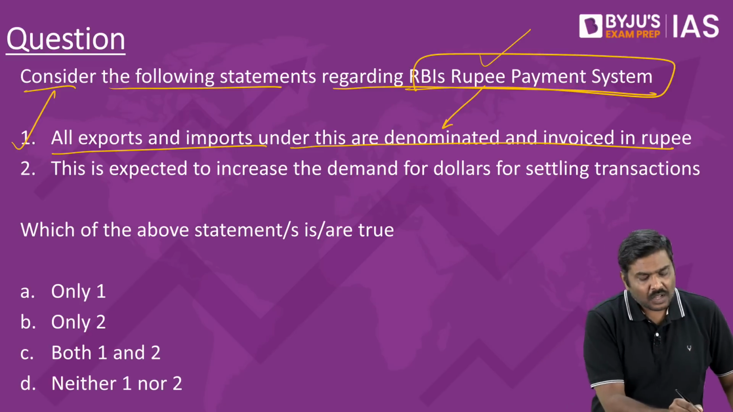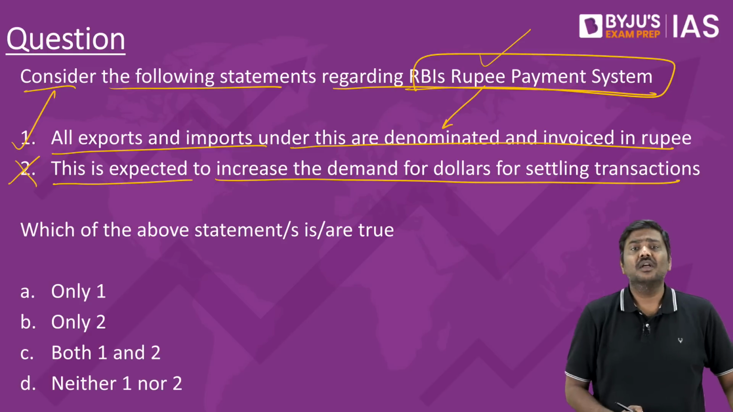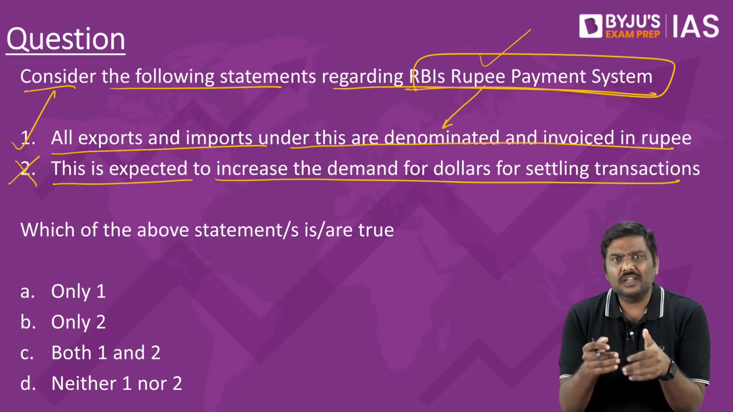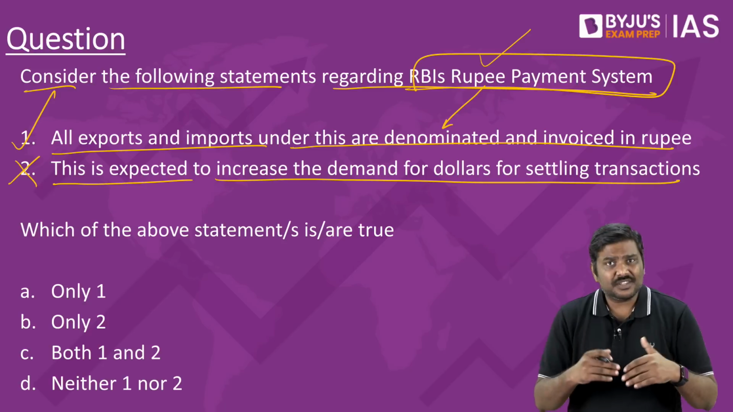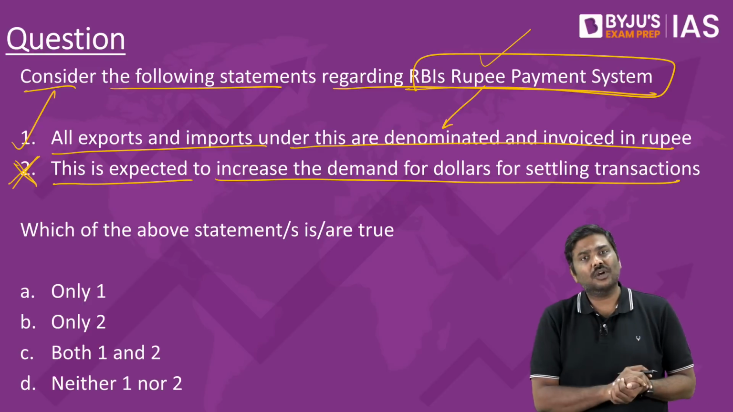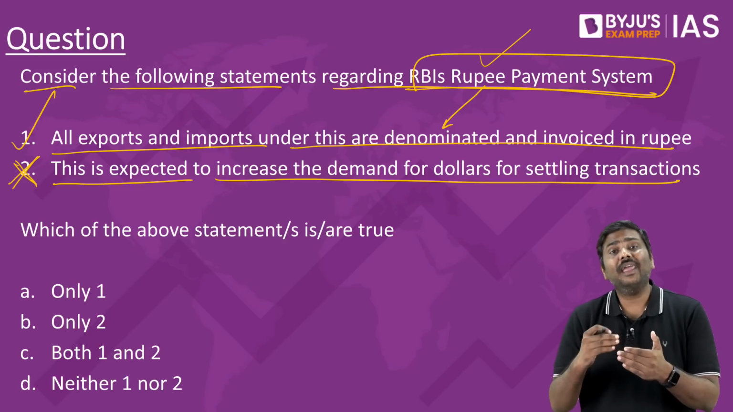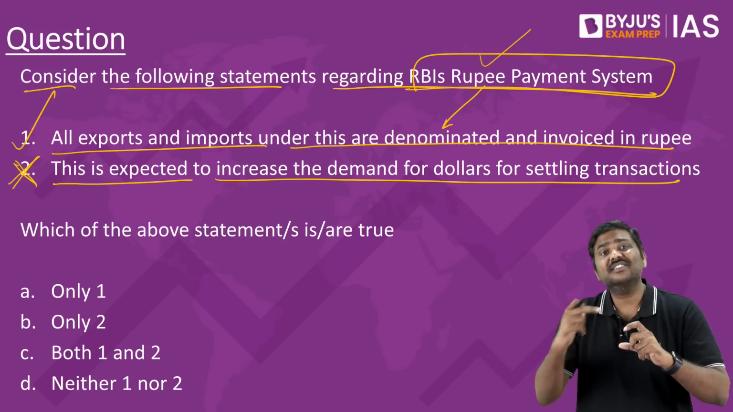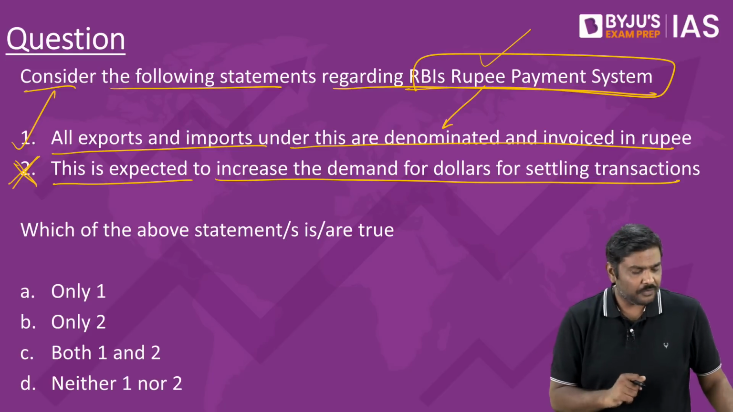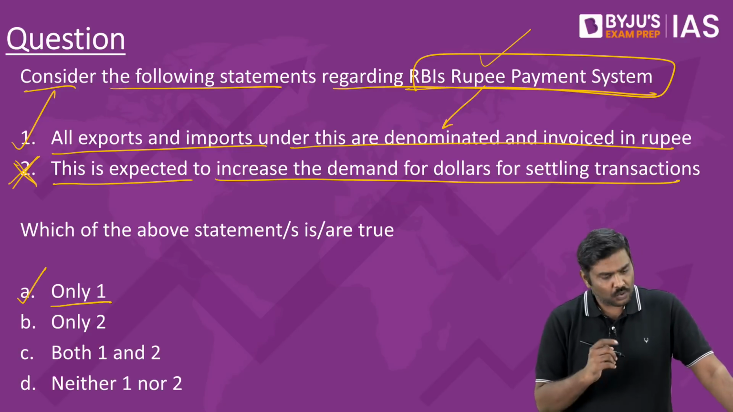First statement is correct. This is expected to increase the demand for the dollars for settling transactions. Absolutely no. In fact, the whole idea or the objective behind this is that the demand for the dollars automatically will come down, because we are conducting the transactions in terms of rupees, settling the transactions in terms of rupees. The demand for the dollars is expected to come down. And moreover, remember this is said to be one of the steps towards making the rupee internationalized. That is, internationalization of the rupee is expected to become much more now with this particular mechanism of the Reserve Bank of India. So the first statement is correct, the second one is wrong. The right option for this question will be option A, only one.